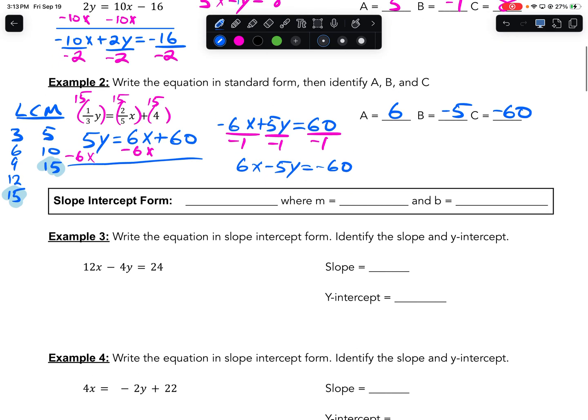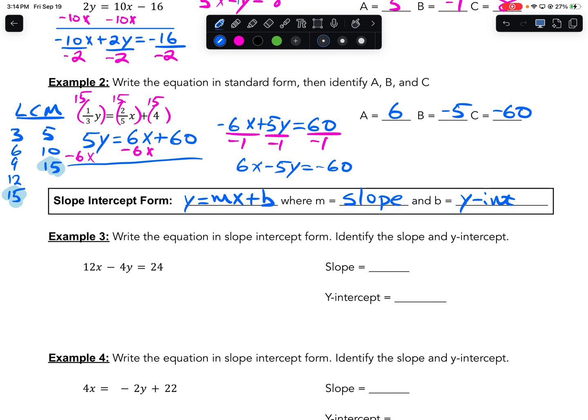Slope-intercept form. Don't say it out loud. Raise your hand if you know what it is. Slope-intercept form, what is it? Y equals mx plus b. The m is the slope. The b is the y-intercept. What does the y-intercept mean? It intersects the y-axis, where it crosses the y-axis. It is your starting point. That's totally valid, right? It's where it crosses the y-axis.